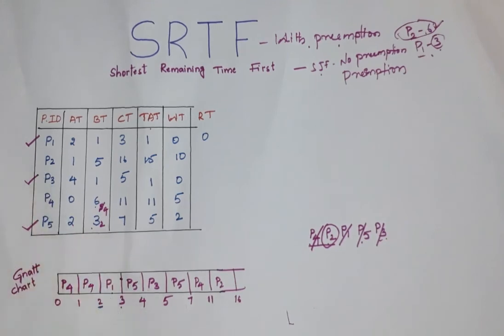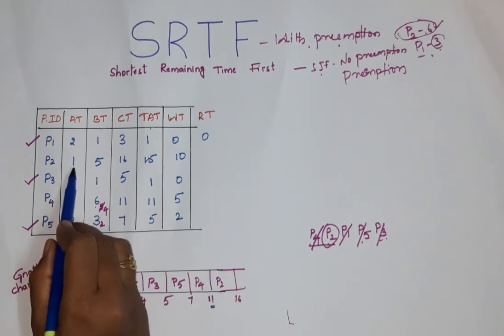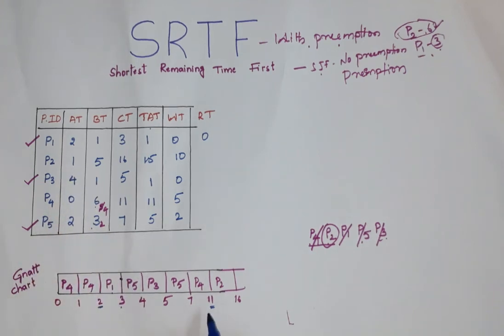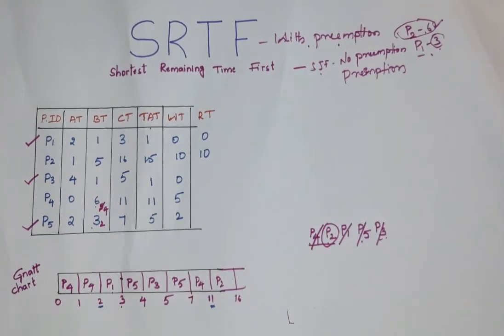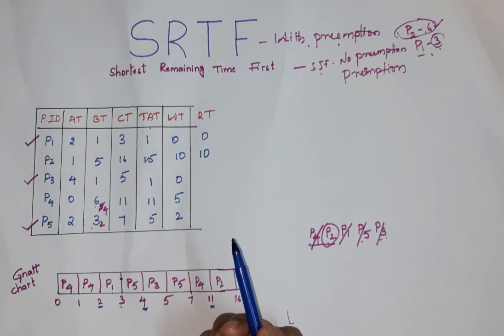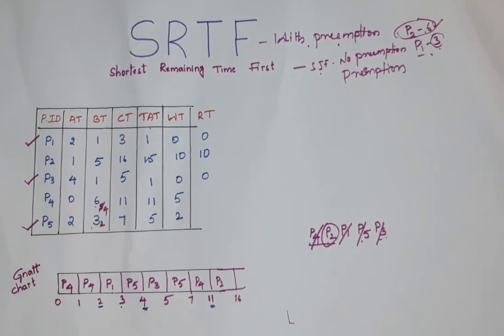And for P2, the P2 process has got the CPU at the 11th unit of time. But it arrived at 1 unit of time, so it has waited there 11 minus 1, 10. Okay, next P3. P3 got the CPU at the 4th unit of time, and P3 process has come at the 4th unit of time itself. Soon after P3 came, P3 got the CPU first. So 4 minus 4, 0. P4 process.